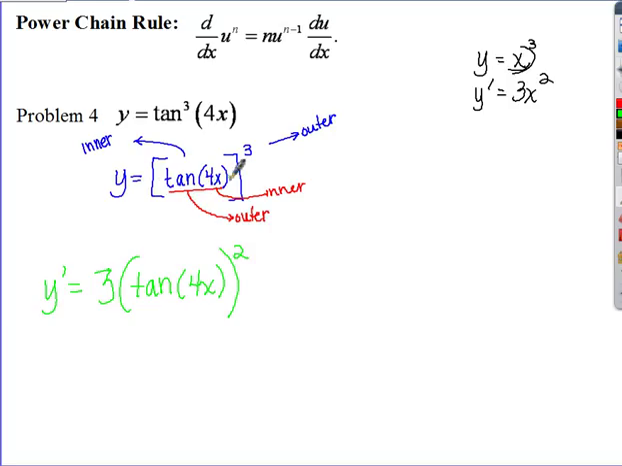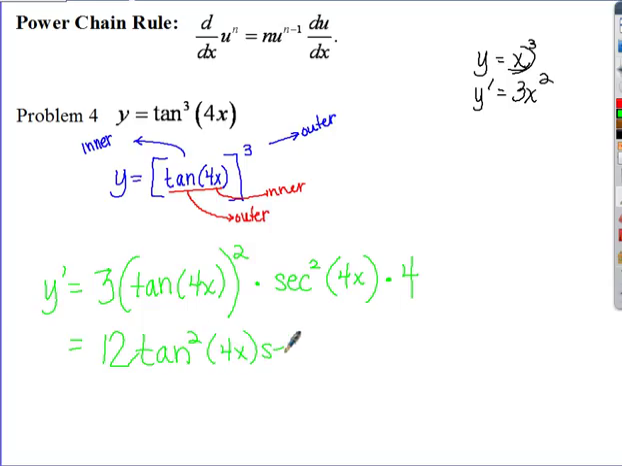Times the derivative of the inner, so now we're taking the derivative of this. The derivative of tangent is secant squared. Leave the 4x alone. Times the derivative of 4x, 4. Make it pretty. 3 times 4 is 12. Tangent squared of 4x, secant squared of 4x. Digest that, see if that makes sense.